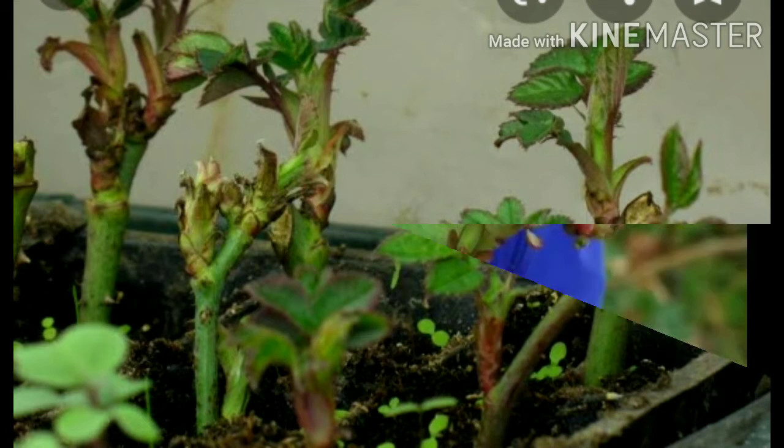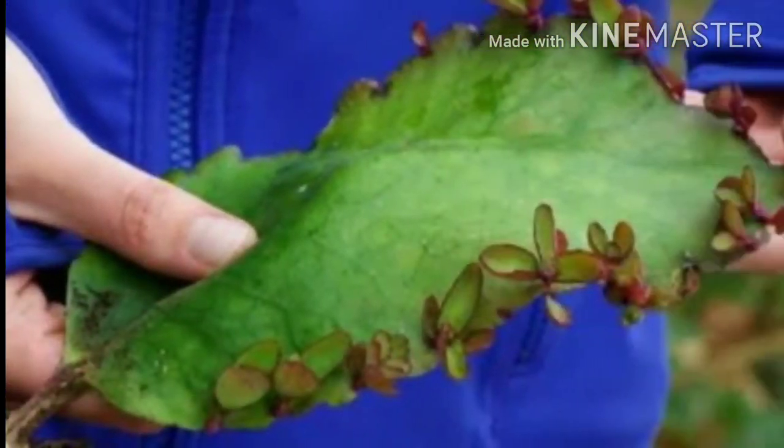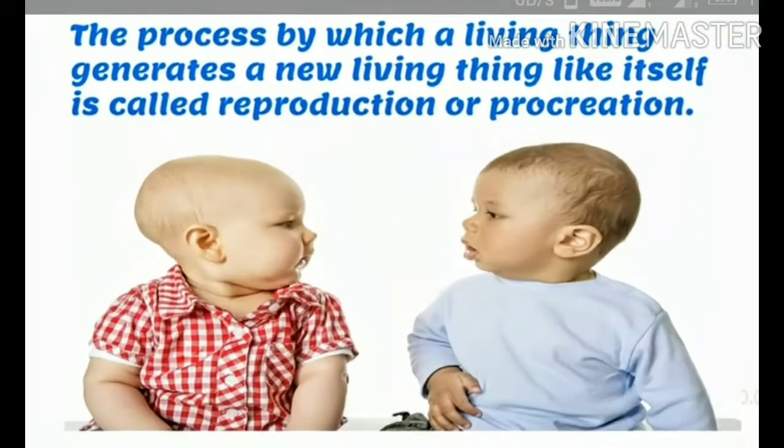Okay, so like that there are many plants which grow from their stems. In the same way, there are many plants which give out small plants from the leaves. One of them is bryophyllum. So, from the leaves, a small plant is growing, as you can see in the picture. So, the process by which a living thing generates a new living thing like itself is called reproduction or procreation. That is, living things produce other living things like themselves. So students, reproduction is a characteristic of living things.